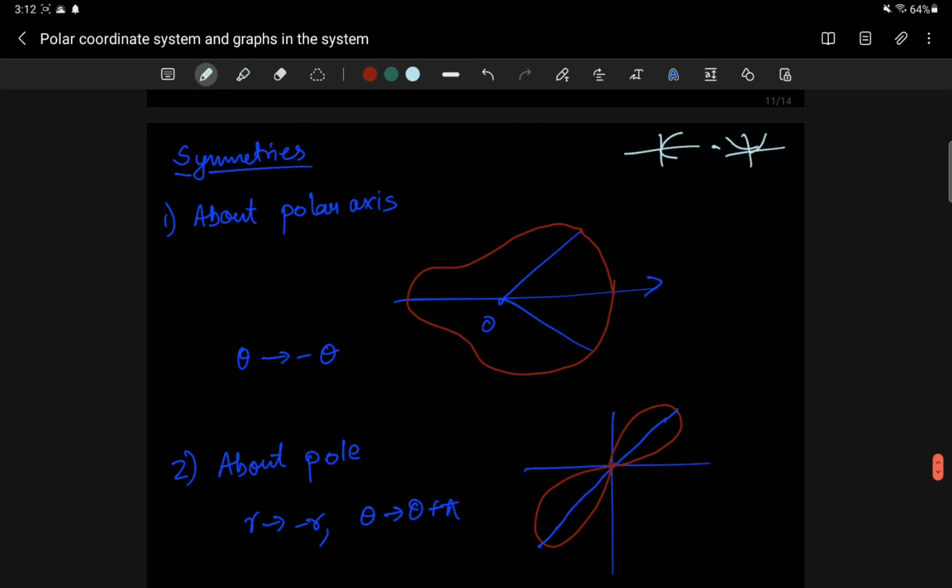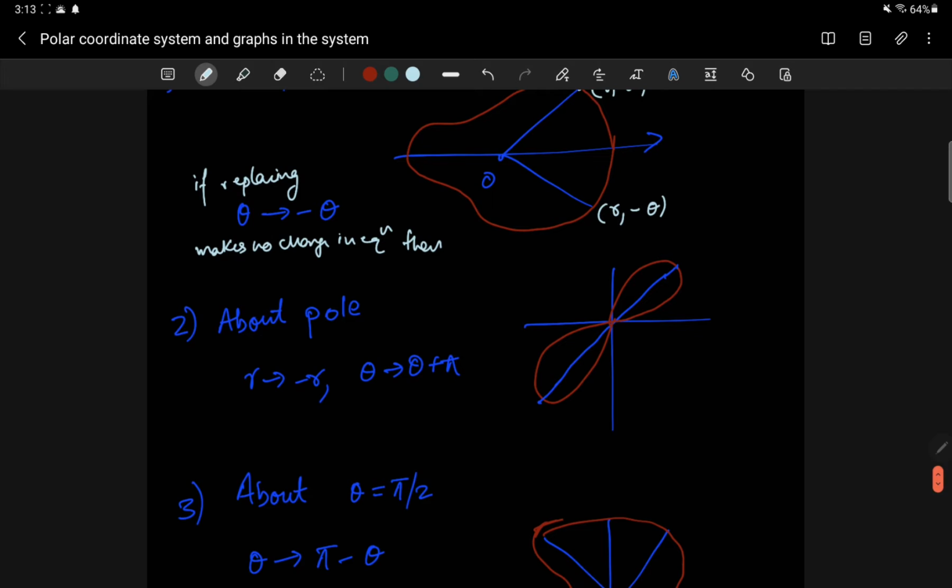The first one is about the polar axis. So basically it says that if replacing theta by negative theta makes no change in the equation, then there is this kind of symmetry. It means that if you have the point r comma theta, then you also have the point r comma negative theta.